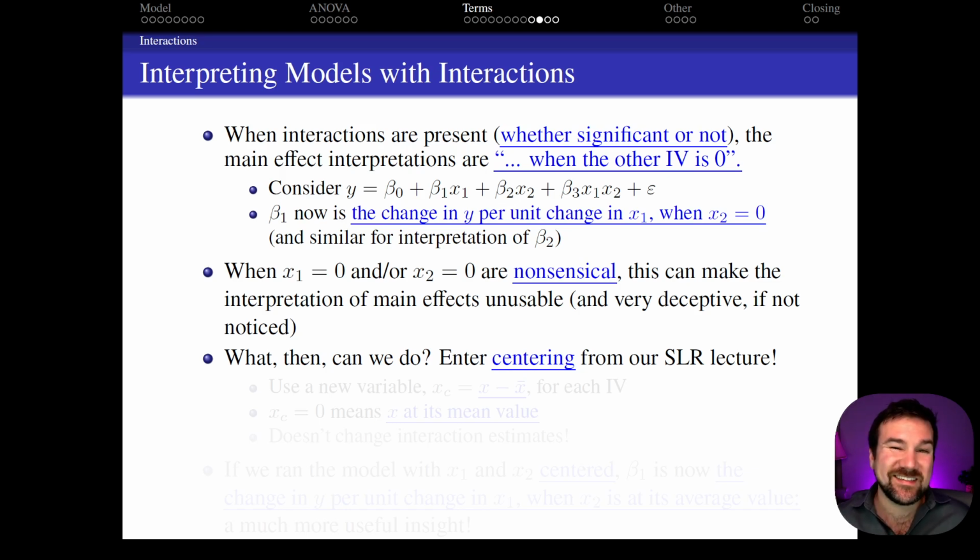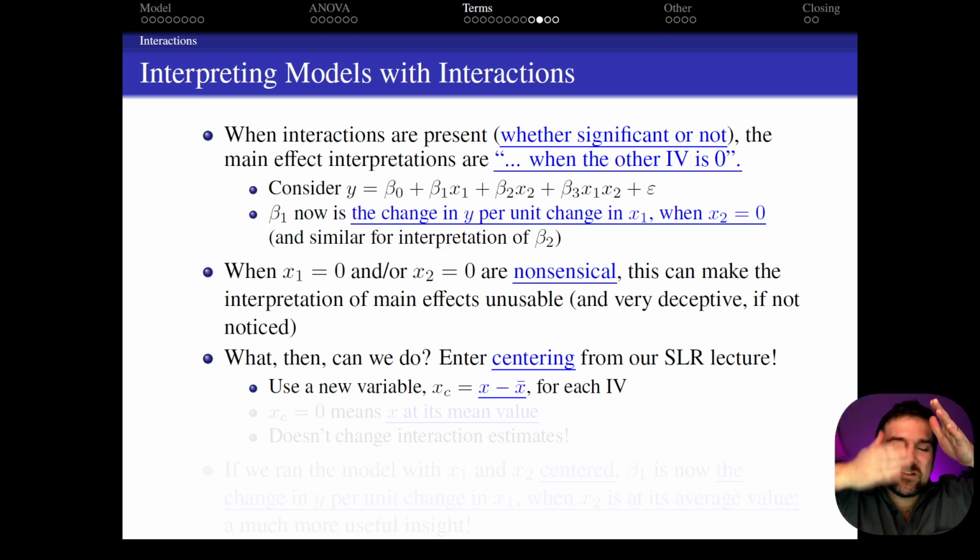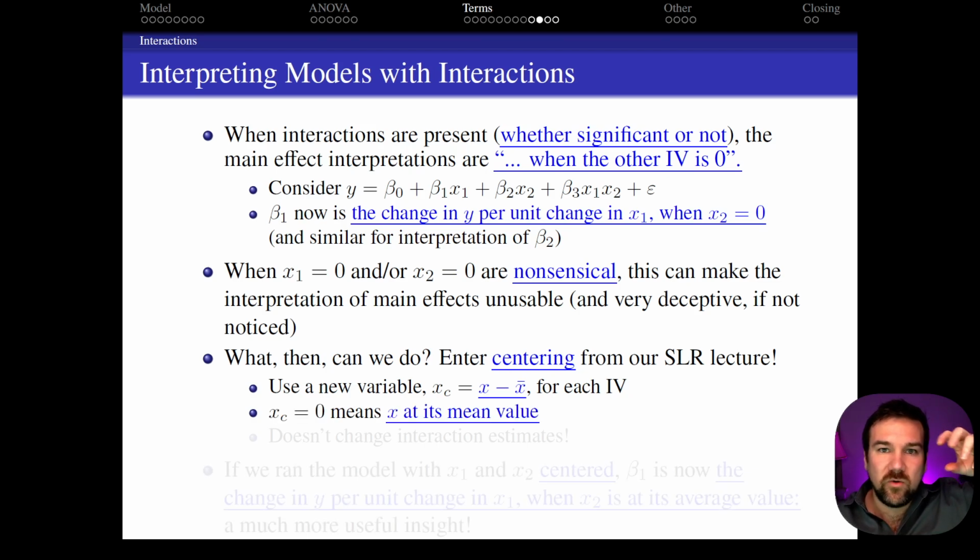So remember the centering procedure from the simple linear regression. What centering was, we take all of our independent variable values, or all of our variable values, and subtract the mean. What this does is it moves the middle, where that variable equals 0, to now be the mean value instead of 0. So for instance, let's say I'm looking at weight and height, and I'm trying to predict weight using a person's height. So weight is my dependent variable, height is my independent variable.